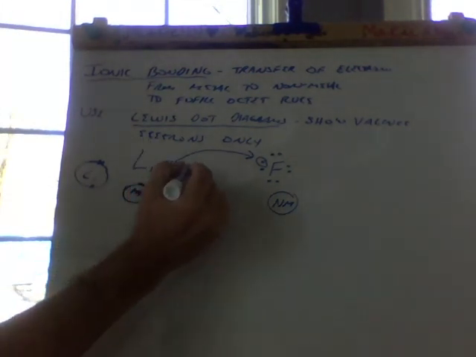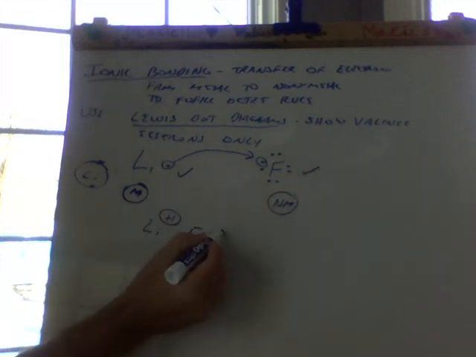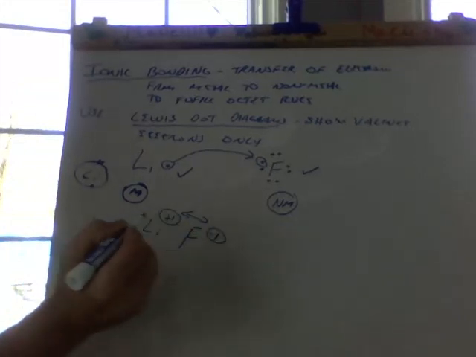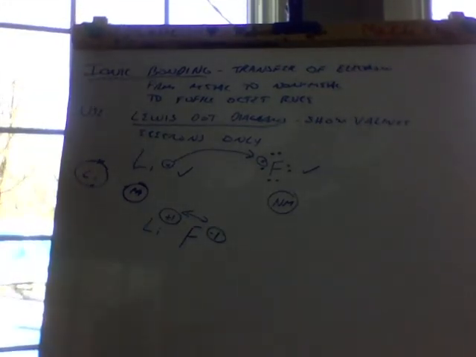This one is now happy. This one is now happy. And this positive and negative attraction creates what's called an ionic bond. These two attractive forces keep those ions close together, and we created a new compound. Okay, we created a new compound.